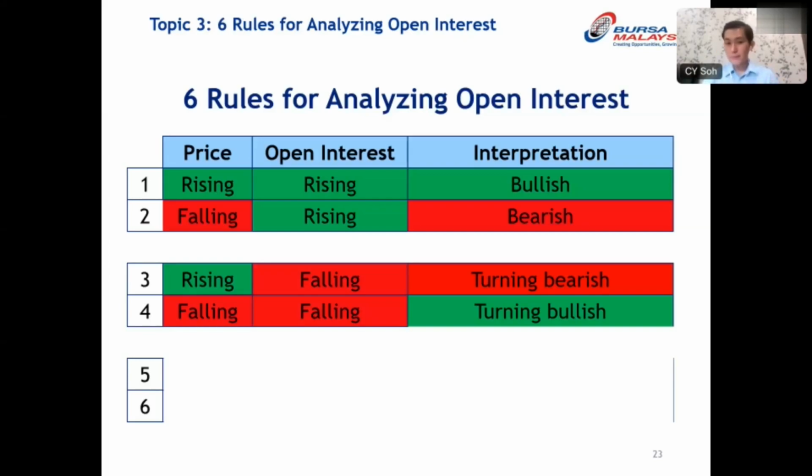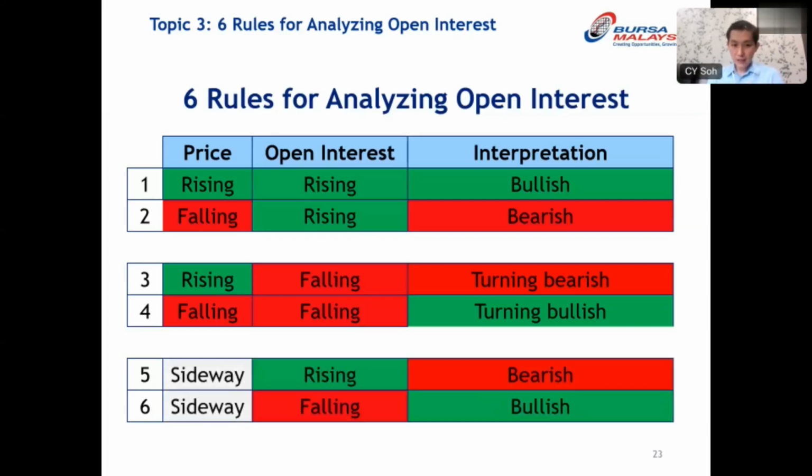Rule number 4 is that if price continues to come down, but open interest is reducing, this is the opposite of number 3. It signals that the market is turning bullish. Market participants don't have so much interest in selling anymore. The bears are slowly leaving the market, so that bulls can come in.